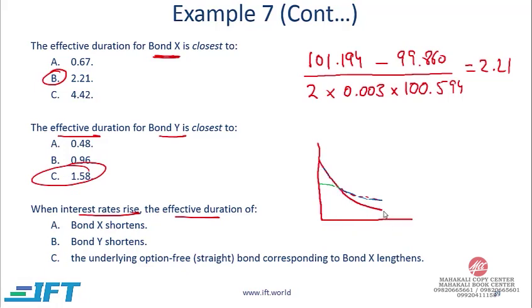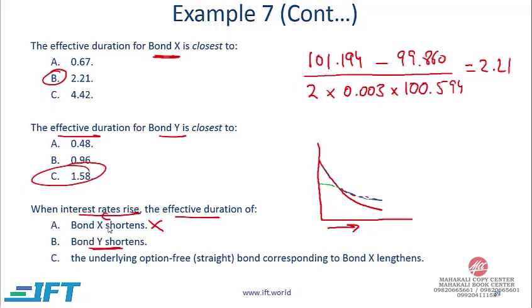So here the red represents a straight bond, the green represents a callable bond, and the blue represents a puttable bond. When interest rates rise, what happens to the callable bond? If you look at this green bond, as rates rise, the slope actually seems to be increasing a little. Remember, the slope here represents the effective duration. So the effective duration is increasing, not shortening. So bond X shortens. This is not true.